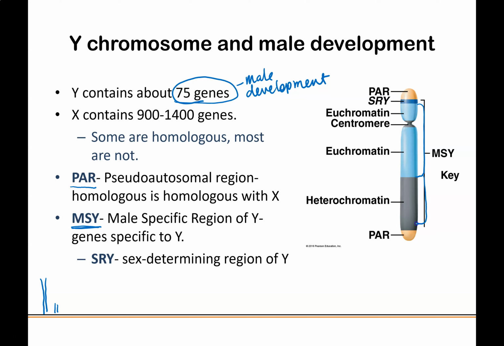Actually, it's this whole region here. But not all of it contains functional genes. We've got some heterochromatin here that doesn't contain any genes. The really important part is this SRY gene region. This is the sex determining region of Y. So these are going to be the important genes that are involved in male development.